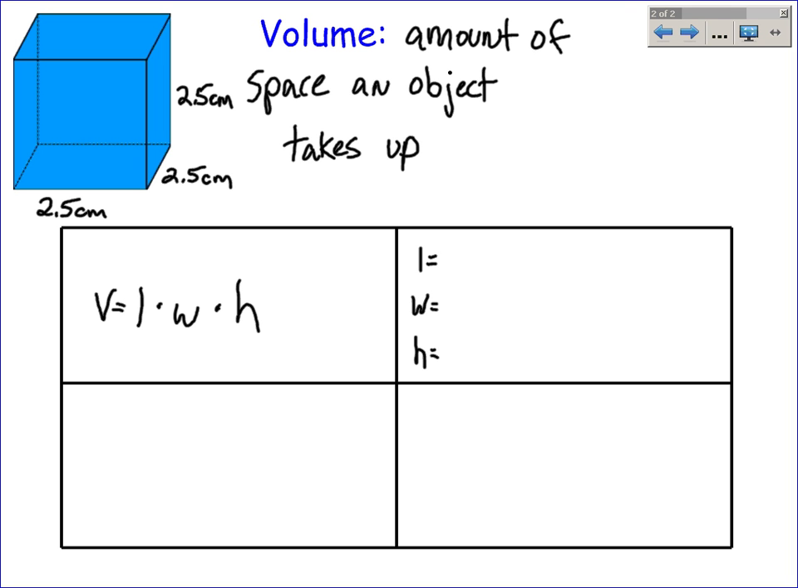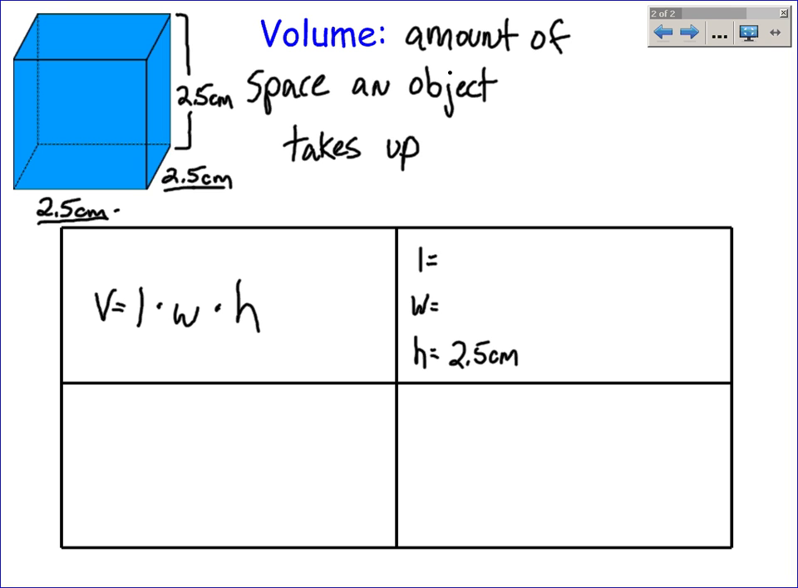Now, this gets confusing. Some kids wonder, well, which is the length, which is the width, which is the height. The way that I do it is I always set it down on the table. And the height becomes obvious at that point. The height would be the height it is off the table, which is 2.5 centimeters. For length and width, it really doesn't matter. The two of them are interchangeable.